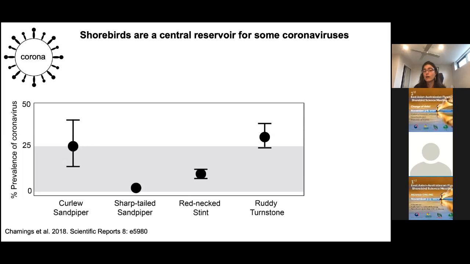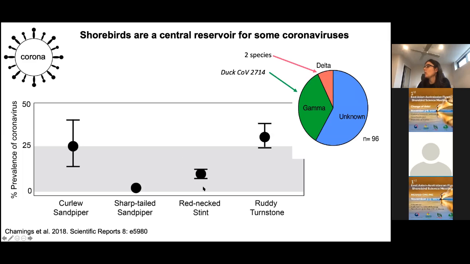So in 1 year of samples, almost 30% of ruddy turnstones were positive for some kind of coronavirus. Now, what we can do then is we can take the samples that are positive and do some genetic testing. And from that, we can understand what kind of coronaviruses they have. So here's a little pie chart.